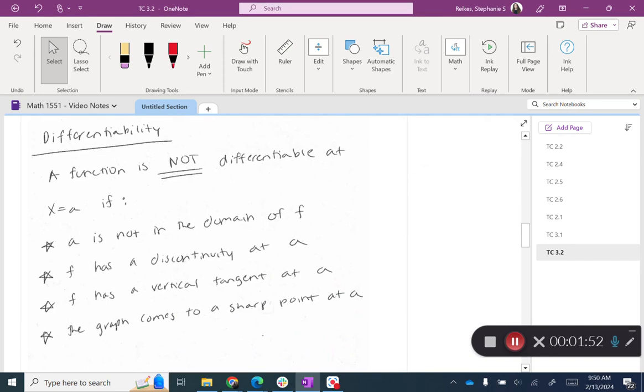So let's discuss differentiability. A function is not differentiable at x equals a if a is not in the domain of f, if f has a discontinuity at a, if f has a vertical tangent at a, and if the graph comes to a sharp point at a.